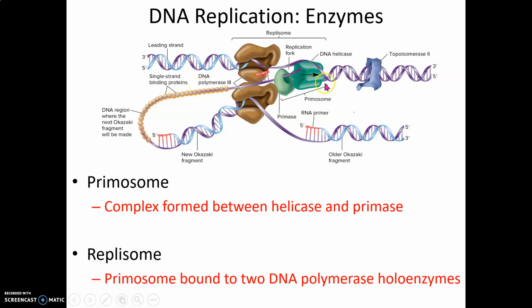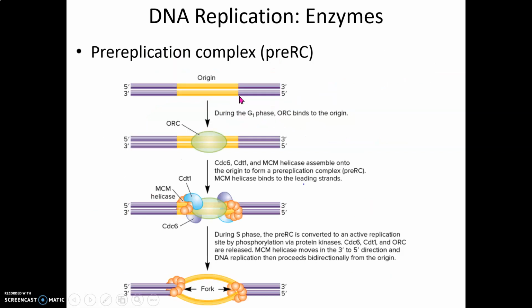Okay, so primosome: helicase plus a primase. A replisome: helicase, primase, 2 polymerases. And together, this replisome is replicating our DNA, opening it up, laying the primer, elongating for the nucleotides.